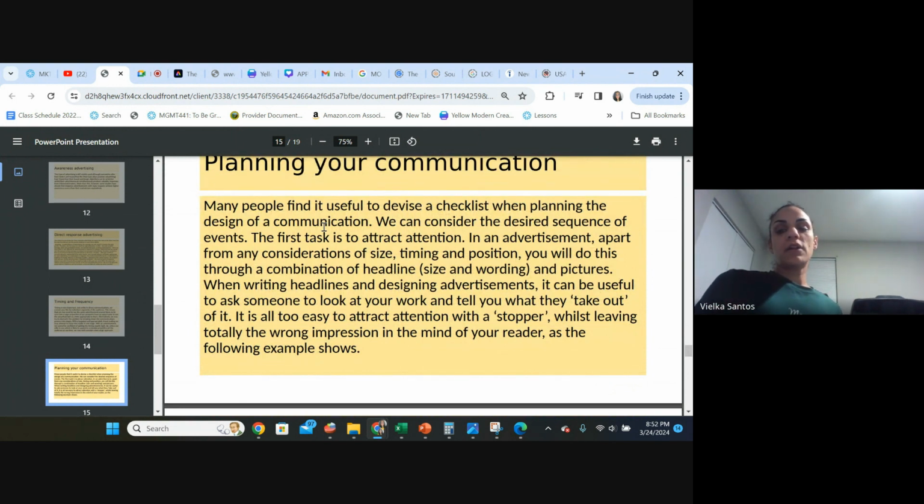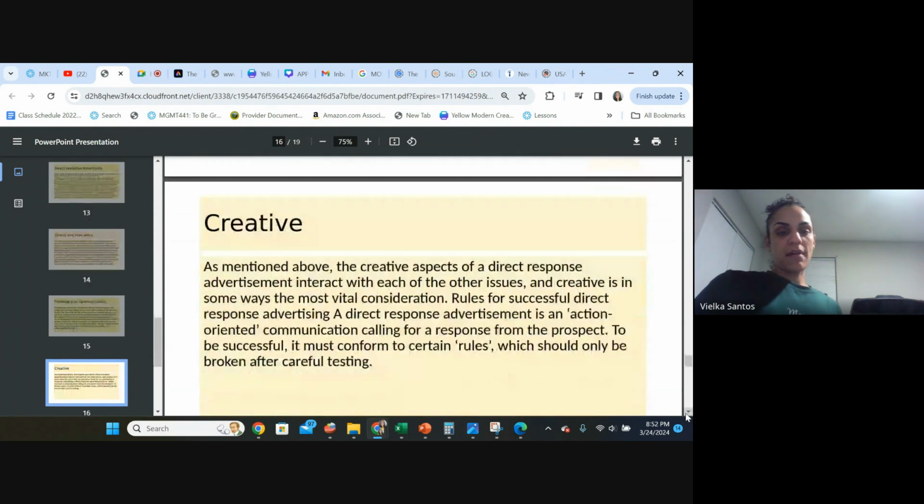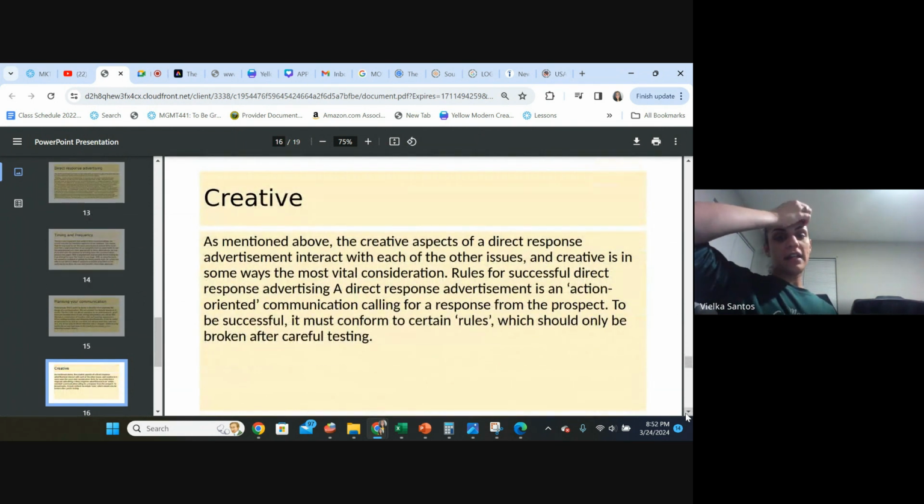So remember also, while it attracts attention, it may leave totally the wrong impression in the mind of your reader, as in the example. Creative: I mentioned it, the creative aspects of a direct response advertising interact with the other issues, and creative is in some ways the most vital consideration.